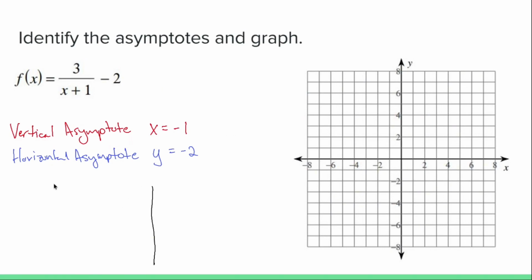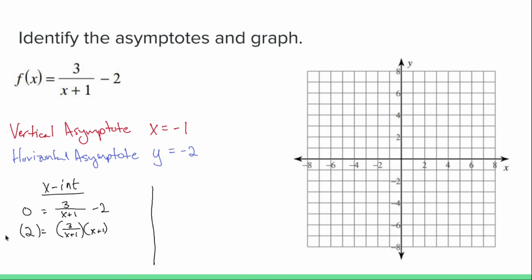So let's do the x-intercept first, the harder one. The x-intercept, also known as the zero or the root, is what happens when you set f of x equal to 0, because your y is going to be equal to 0. So we would have 0 equals 3 over x plus 1 minus 2. If we add 2 to both sides, that gets me 2 equals 3 over x plus 1. Multiply both sides by x plus 1.